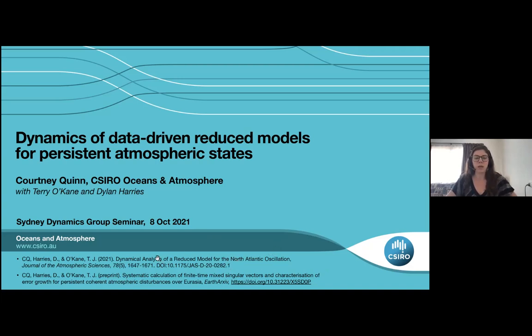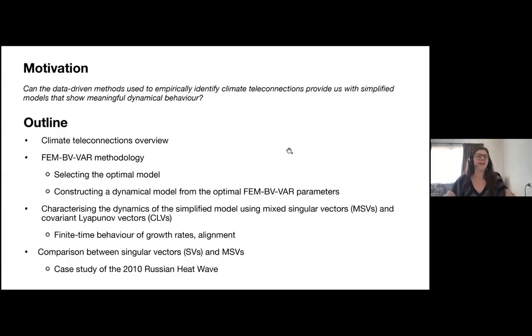So the work today can be found in the two papers that I've listed here. The first was published earlier this year, and that's most of the work on the North Atlantic oscillation. The second one is in peer review at the moment, but the preprint version is available on EarthArXiv, and that will be updated as it goes. So I'll start off.